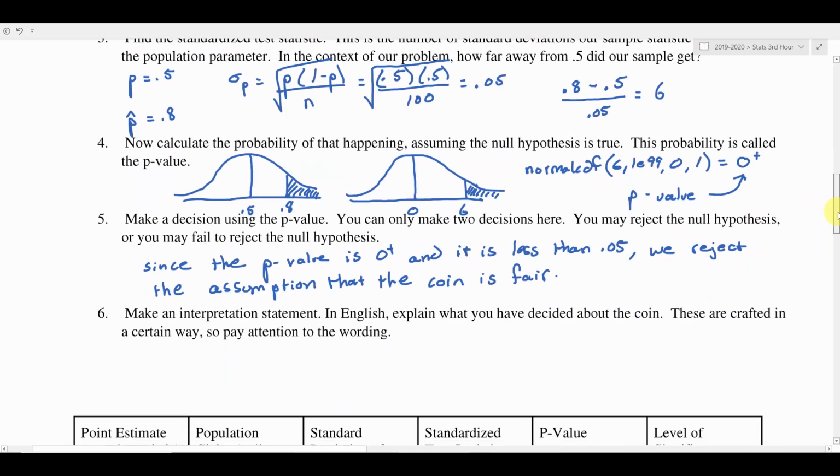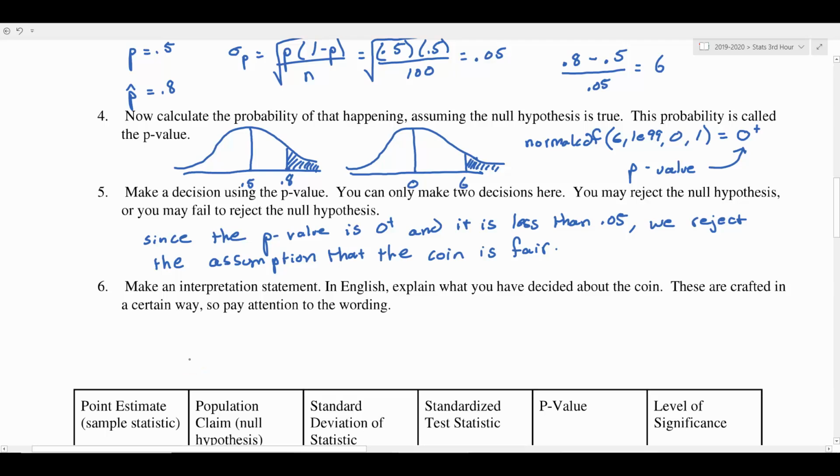So we would now make an interpretation statement, and we want to make sure that we do this in English. These are crafted in a certain way, much like the confidence intervals, so we want to be careful with how we word this.